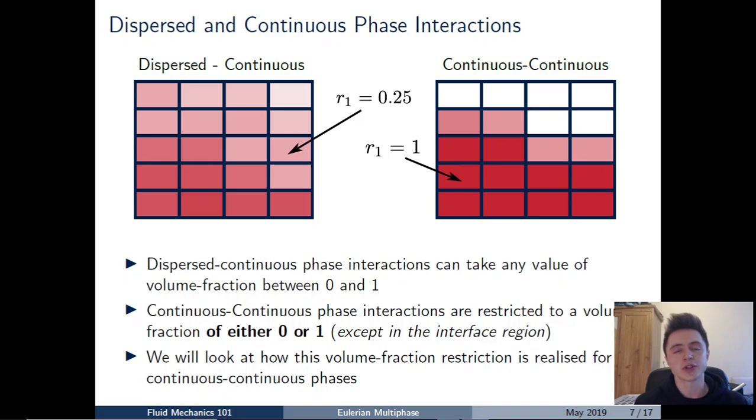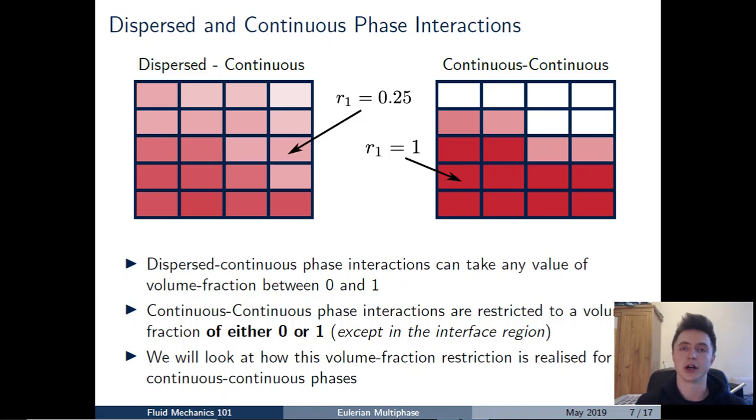Now, how does the CFD solver distinguish between a dispersed continuous phase interaction and a continuous phase interaction? Because remember, for the full Eulerian model, we solve the same set of transport equations for our domain, regardless of the type of phase interaction that we have. So what do we physically expect our solution to look like for these two phase interactions?